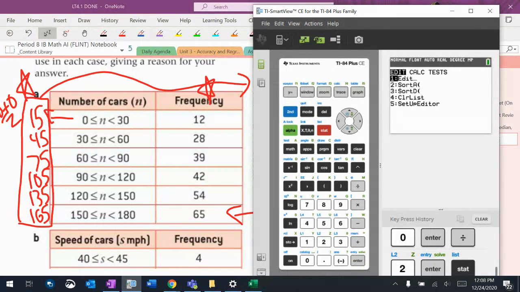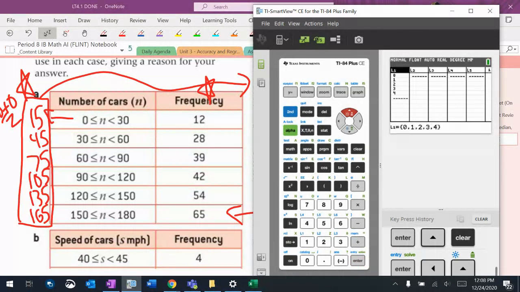So I'm going to hit stat. I'm going to hit edit. I'm going to clear these lists out from before. And then I'm going to put in 15, 45, 75, 105, 135, 165. Oh, see, I was not here for that. 135 and then 165, and I left that in. So I hit, whoops, that didn't work. Hit those. There we go, sorry. I double check those. 15, 45, okay, so those are right. And then 12, 28, 39, 43, 54, 65. All right, so there's all my stuff entered.